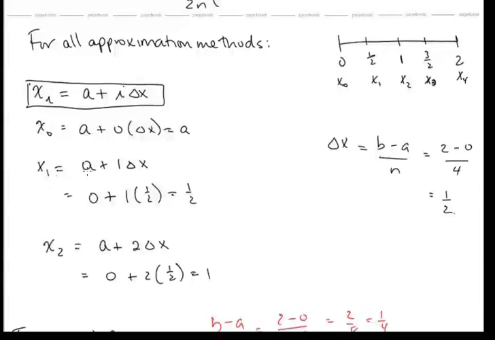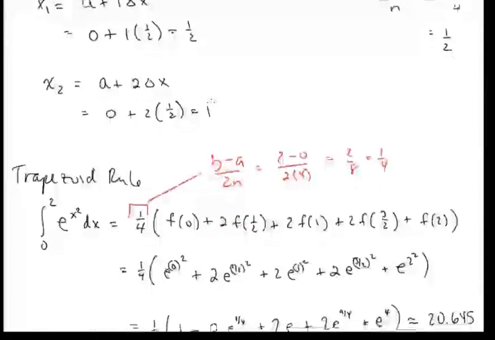x1 is going to be a plus 1 delta x. A is 0, so that's going to be 0 plus 1 times a half, which is 1/2. That's x1. x2 is going to be a plus 2 delta x. In this case, 0 plus 2 times a half, that's equal to 1. That's here. You could always use this formula to find your xi values. And for intervals that aren't so simple like 0 to 2, I encourage you to do that. But anyway, let's go back to what we were doing here, trapezoid rule.